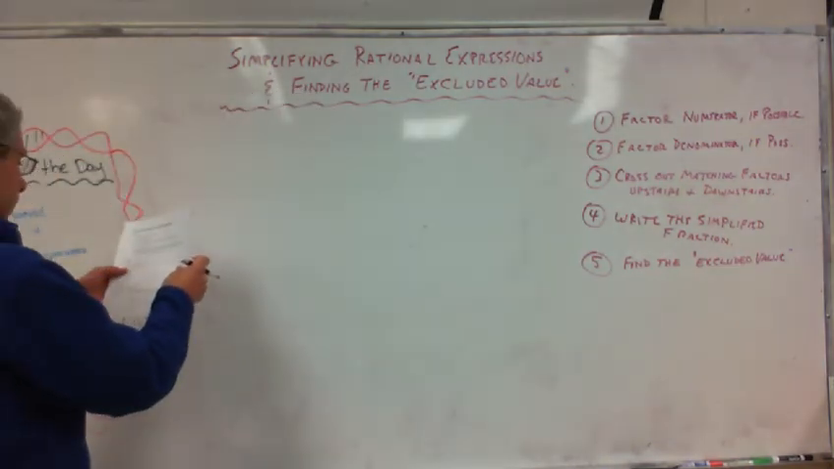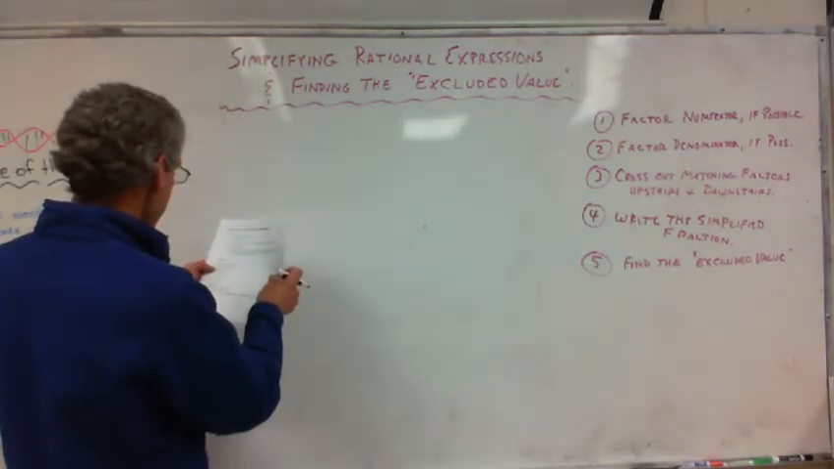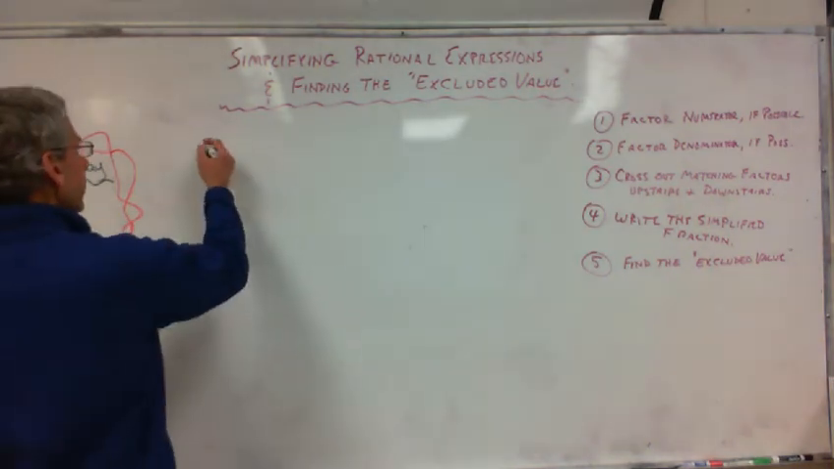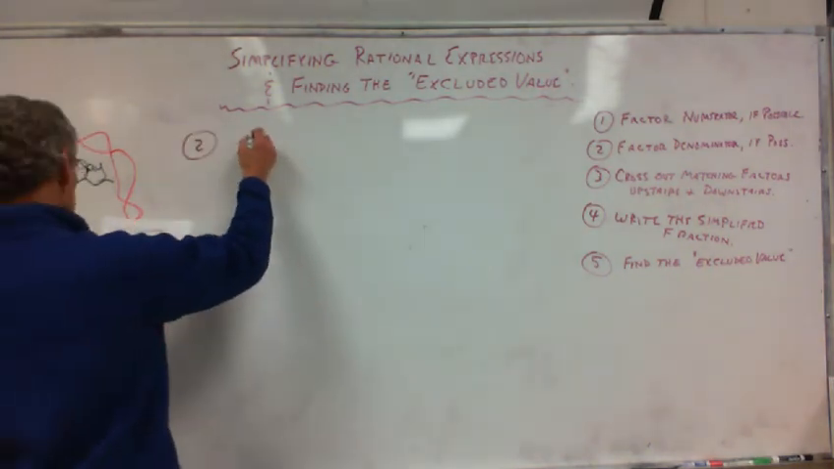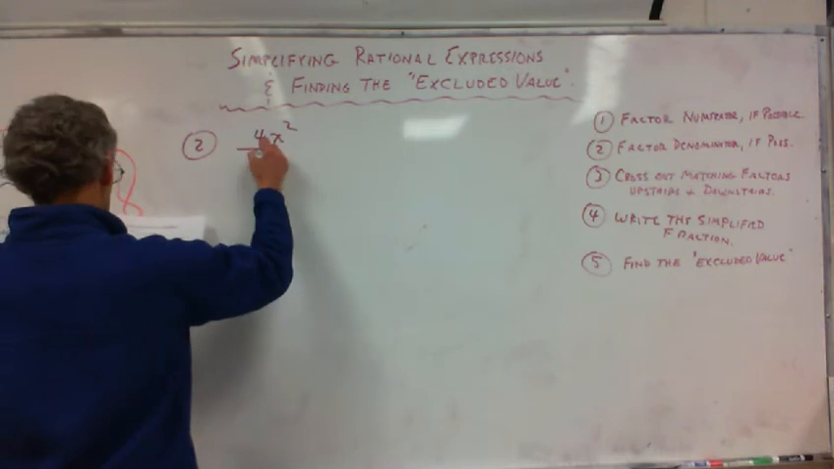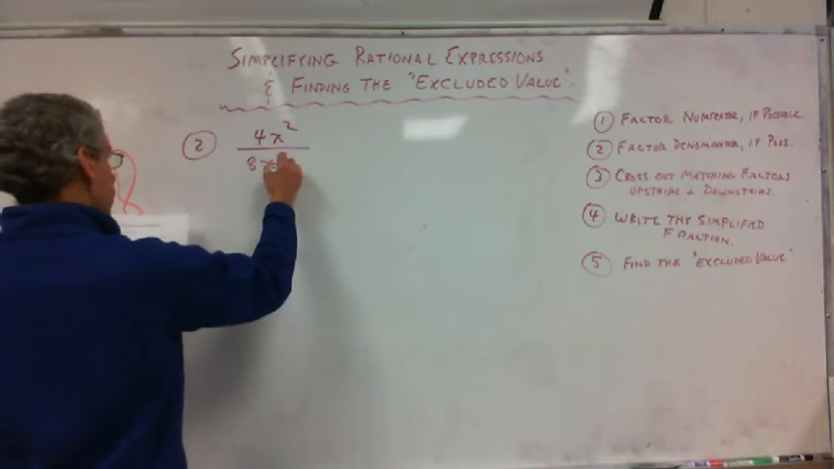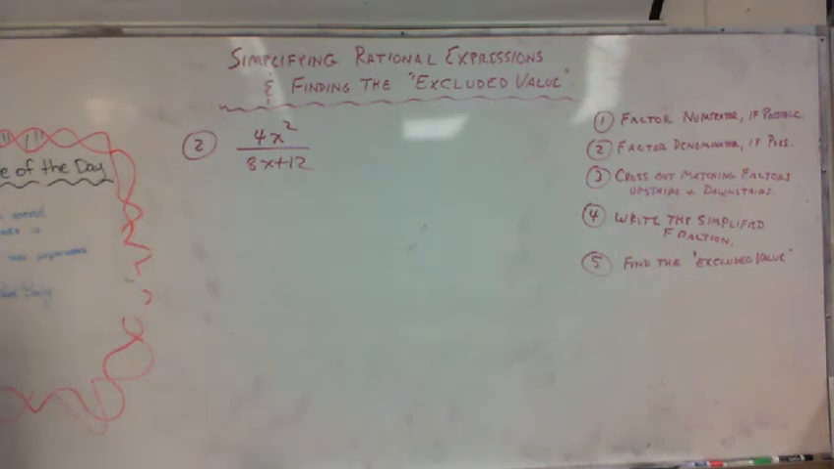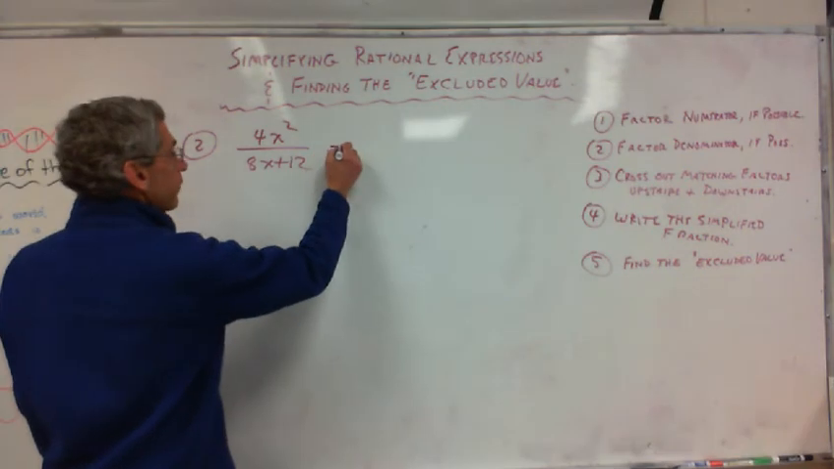Okay, so let's try another one. Let's try this one. This one won't be as fun. It's a rational expression: 8x plus 12 in the numerator. Where are we? Okay, we're good. All right, what can I do? Can I factor the numerator? No, I can't. So I'm going to keep the numerator the same. Can I factor the denominator?